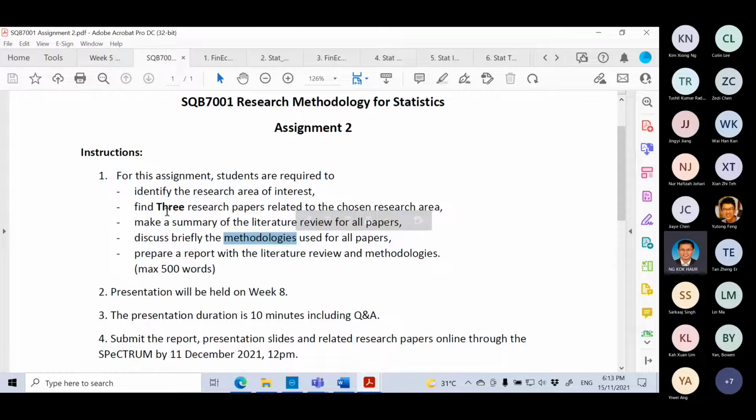Once you have this, you compound it as one research report. I believe that if you identify your research area, it is easy to take out 3 related papers. From the 3 related papers, you can see the research area extend from the first paper to the second, and then to the third one. So this is for assignment number 2.